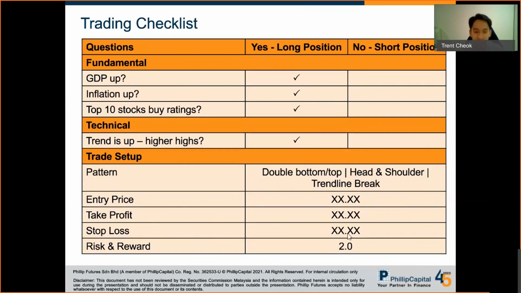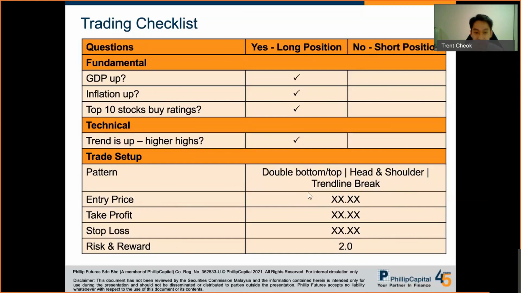Then the last part, the most important part, your risk and reward, whether you will be profitable in the long term. So make sure it's more than 2 times, okay, 2 to 1. So after all of this, then you can enter the trade safely. That's how you can get started in trading FM70.